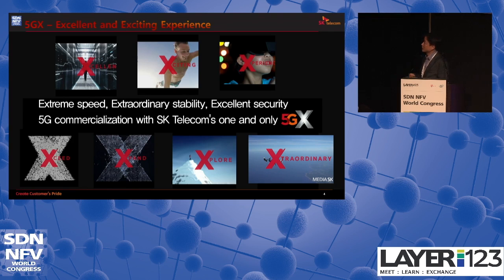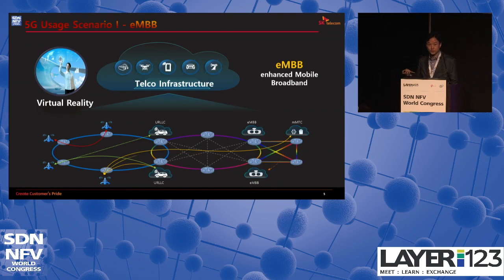We want to provide customers an excellent and exciting experience. The main three components consist of speed, stability, and security. In the 5G transport network view, stability is more important in our company. Another thing, as you know, in 2016, I don't know if you remember, the IMT-2020 already shared the 5G use cases, three kinds.